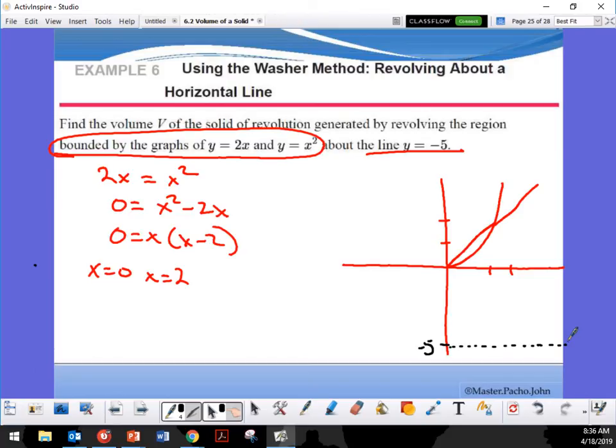Now, this is what I said to do. I said to graph it, right? We're going to do everything exactly the same. But I want you guys, when you graph it, you have to do this step because otherwise it is going to mess up everything here. So, I am rotating around the line y equals -5. That's what I did right there in black.